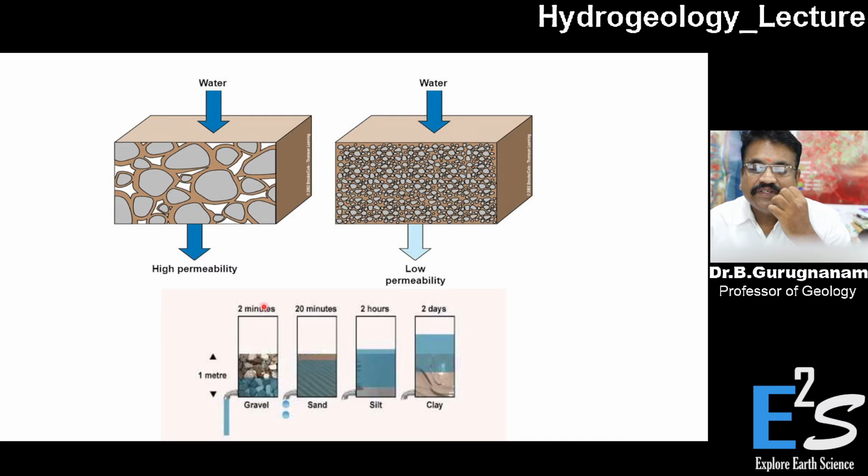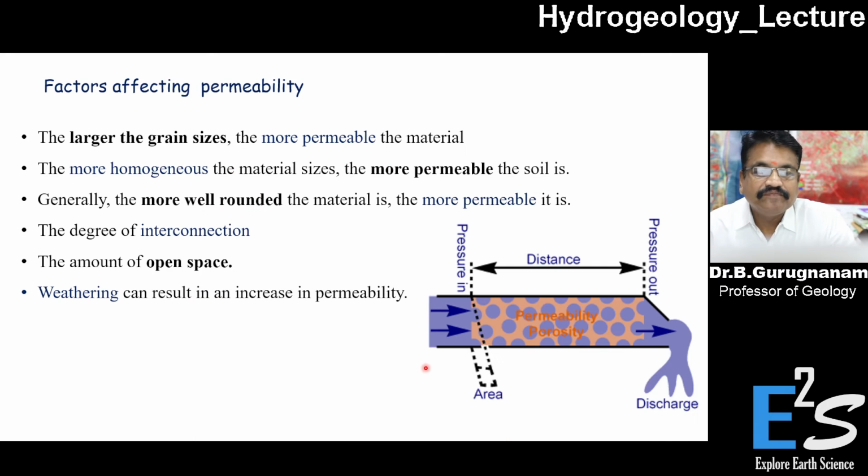Normally, this is represented in terms of time. For a 1 meter column of samples, in gravel it will take 2 minutes for the water to pass from the top to the bottom. In sand it will take 20 minutes. In silt it will take 2 hours. In clay it will take 2 days. The water will slowly percolate, because most of the pore spaces are not connected with each other. That is why the movement of water is restricted in clay.